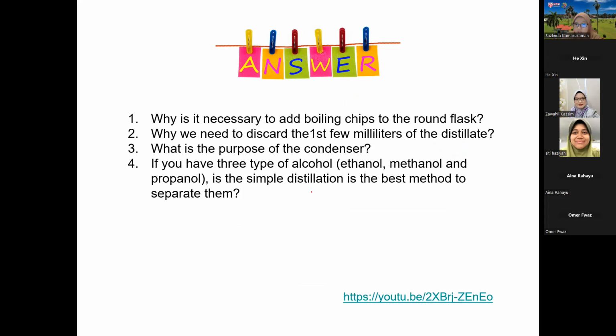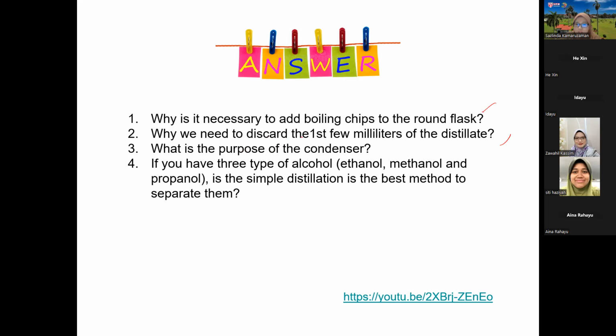What happens if we don't have this boiling chip in the mixture? Can the distillation process proceed or not? It still can proceed, but the bumping of the liquid will occur. Yes, that's correct. So we want to avoid the bumping of the liquid because sometimes there is direct heat from the heater. Okay, so this is the one that I already mentioned.